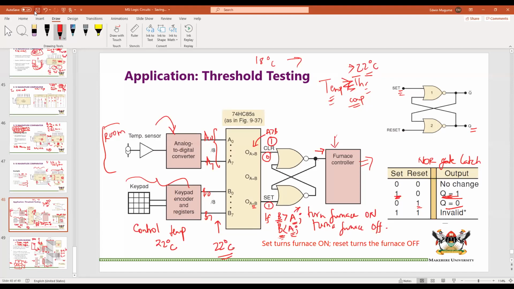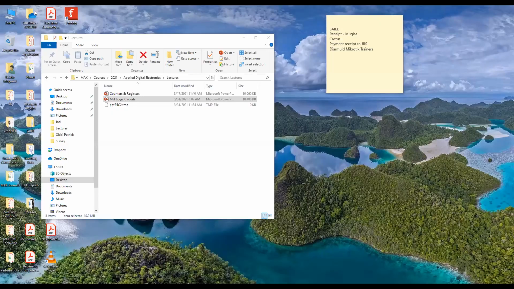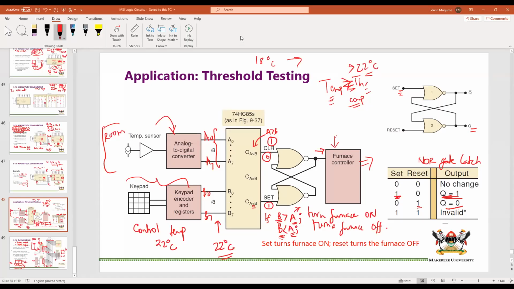Okay, so this ends our look at MSI logic circuits. There is one or two others I ignored. You can choose to ignore them as well. But this is pretty much it. Just one moment.